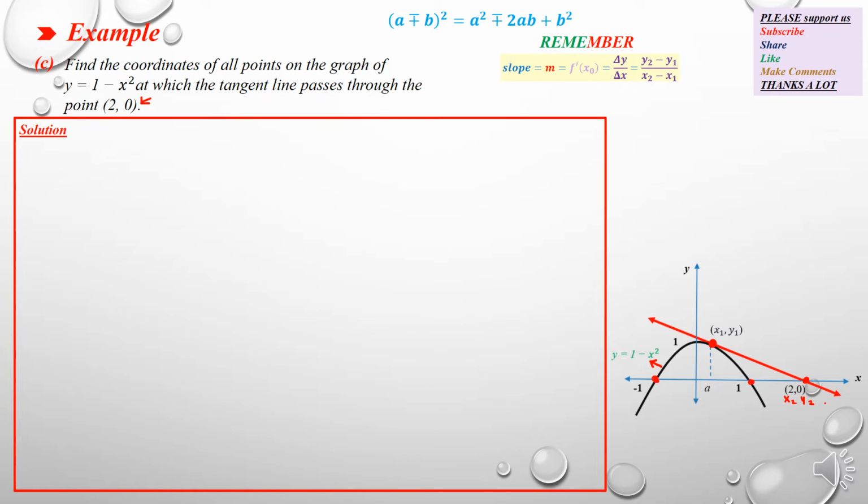Now, since the point of tangency is common between the curve and the tangent line, the slope from the curve at this point is the same as the slope of the tangent line. So f prime or y prime equals the definition of the slope, which is y2 minus y1 divided by x2 minus x1.